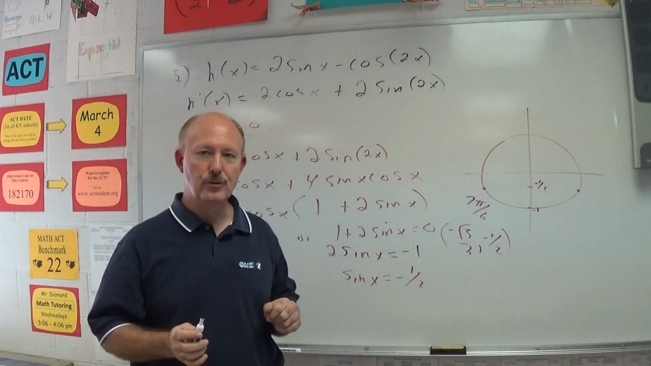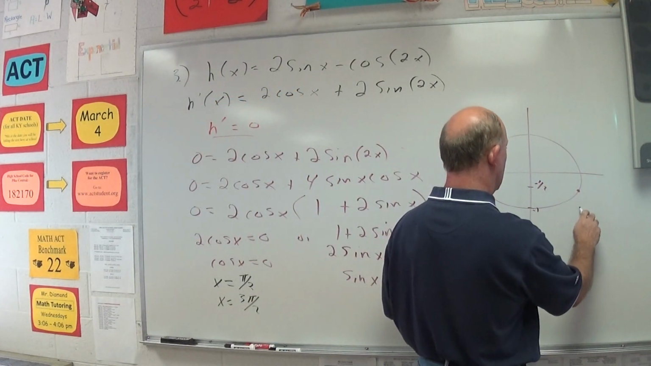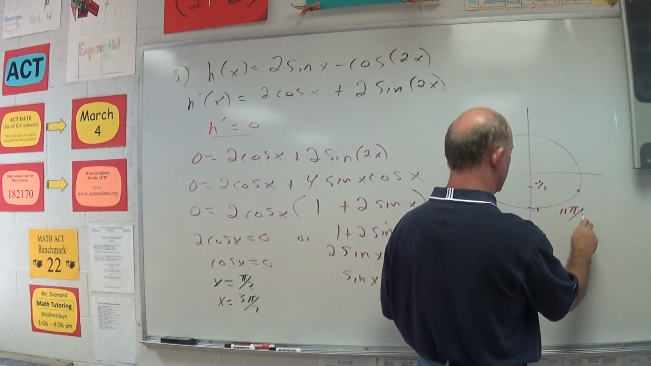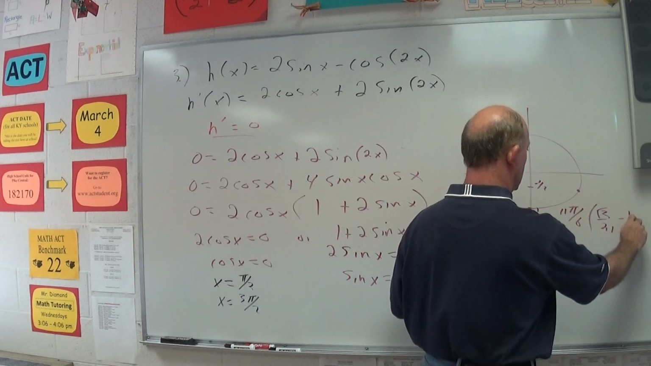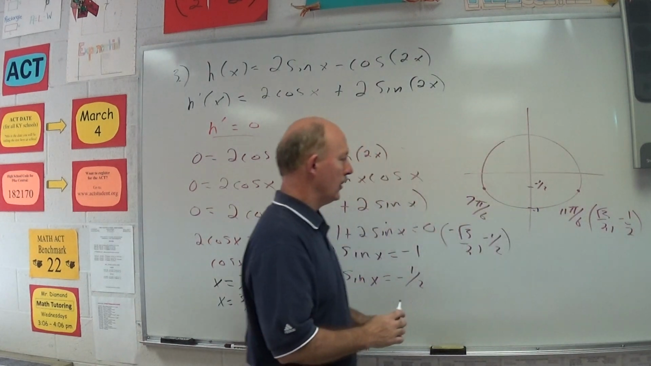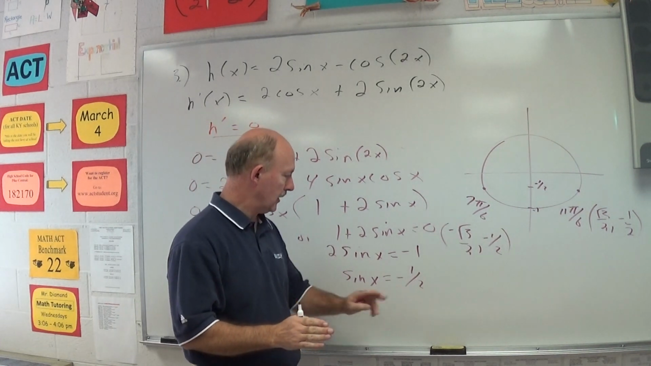So 7 pi over 6 is going to be one solution. The other solution will be over here at 11 pi over 6. Now this is the square root of 3 over 2 and negative 1/2. So there are 2 places on the unit circle, right, where sine x is equal to negative 1/2.